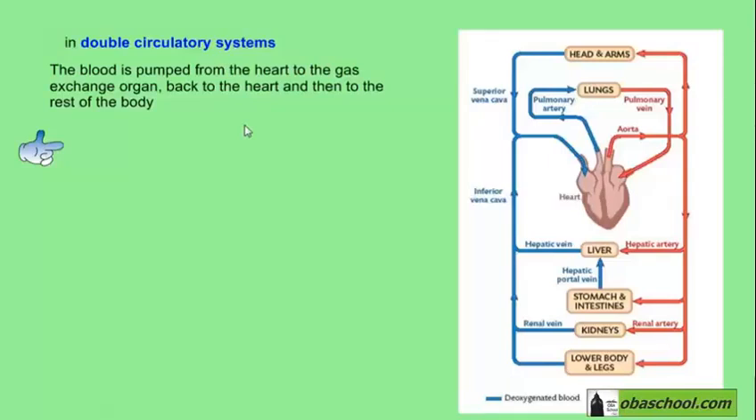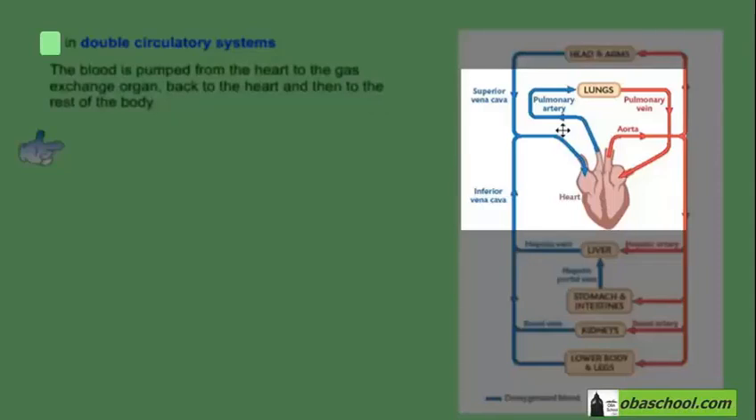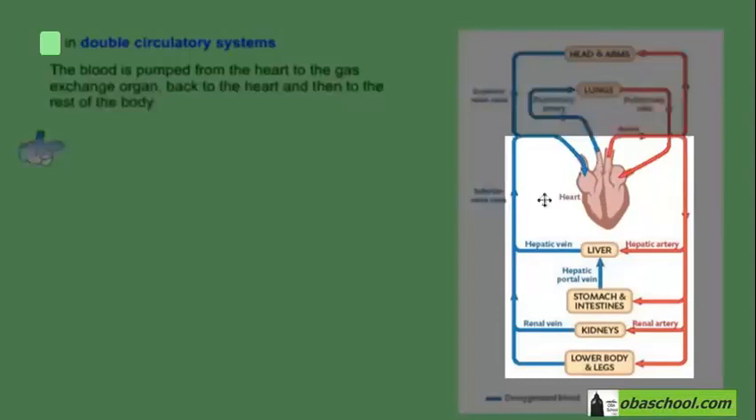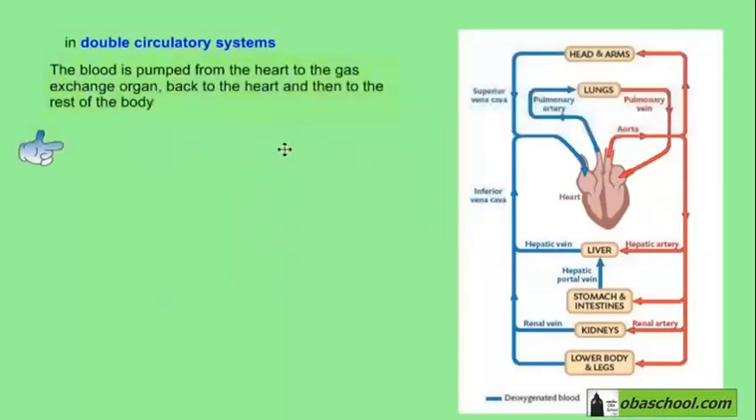In a double circulatory system, the blood is pumped from the heart to the gas exchange organ, which is the lungs. Here we're talking about double circulatory systems. So this is the heart. It's going to pump blood to the lungs, which are the gas exchange organs. And then after the blood is filled with oxygen, the blood goes back to the heart, and then the heart pumps it again to the rest of the body.